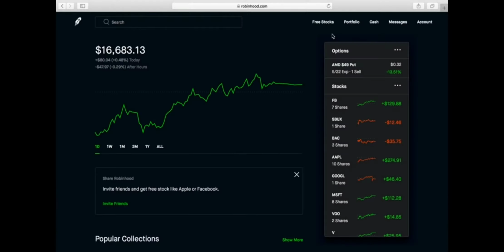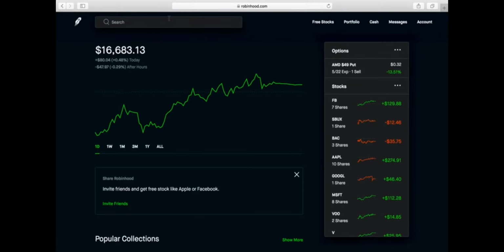So let's get right into it, guys. Like I said, we're going to be trading options. Now, by default, Robinhood has trading options disabled for your own good, so you don't lose a lot of money. So if you don't have it enabled, please go into your settings and enable it if you're going to do this. Once you have it enabled, you can go to any stock you want.